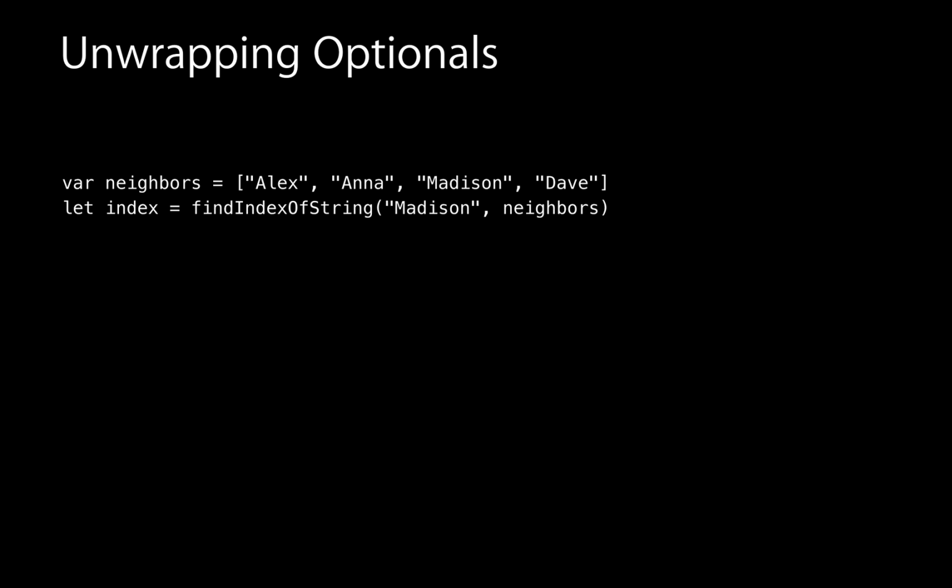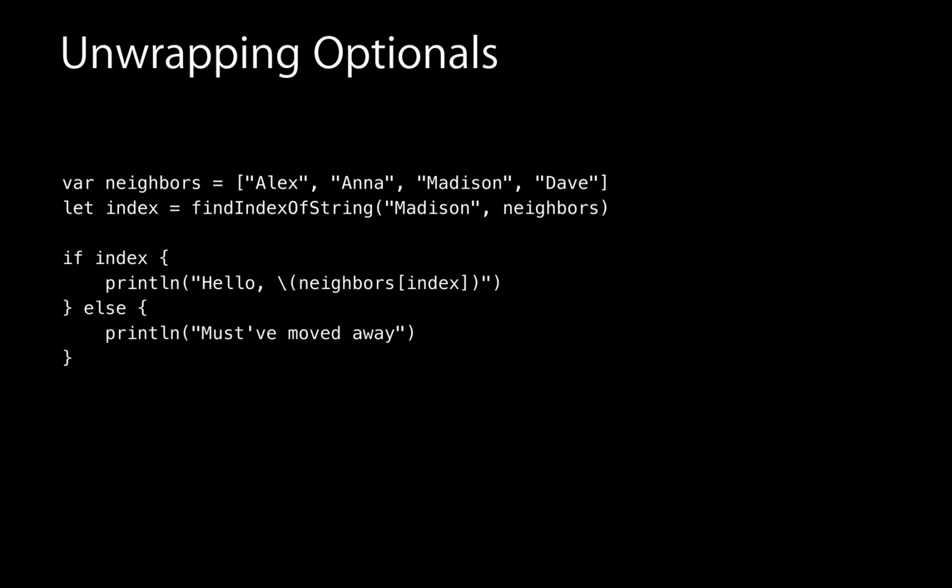Now, as I said, we need to unwrap optionals. So let's use this function here to look through an array and try to find a name in this array. Here you can clearly see that the string that we're looking for is in the array, so we have a valid result to return. And then we always want to check to make sure that the value is present, so we can simply ask if the index value isn't nil here.